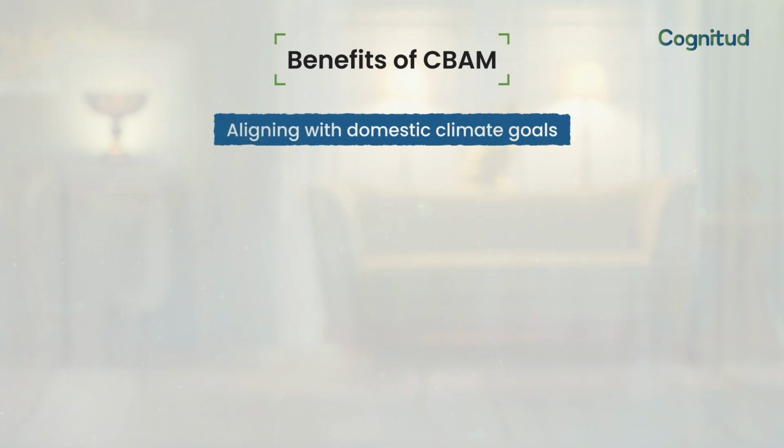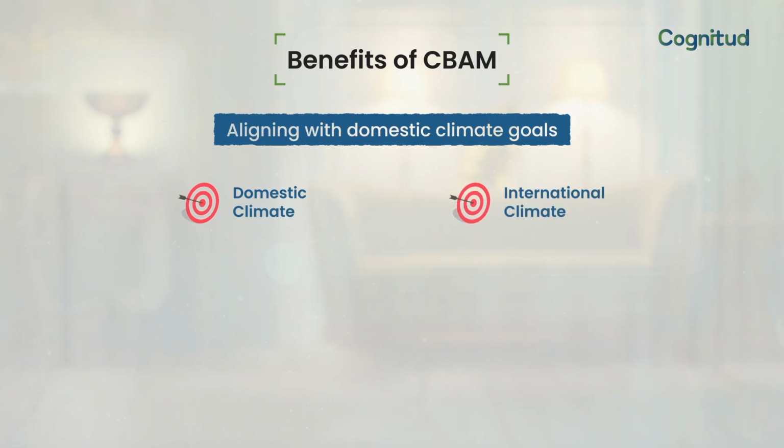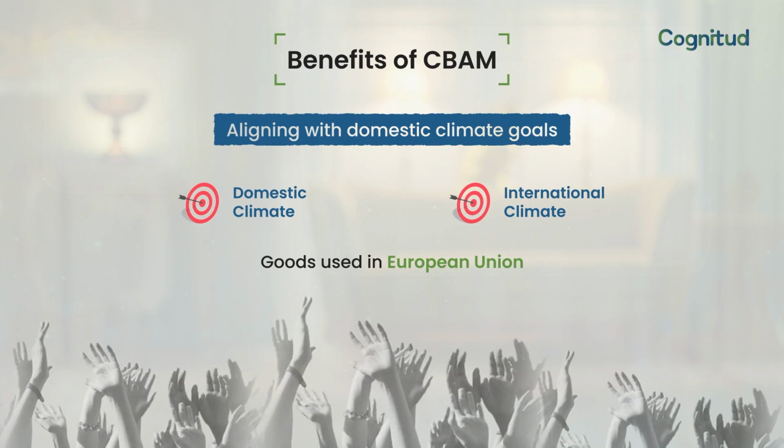Aligning with domestic climate goals. Being seamlessly aligned with domestic and international climate targets, CBAM makes sure that all the goods used over the territory of the European Union justify its climate goals while preserving public support for strict climate regulations.